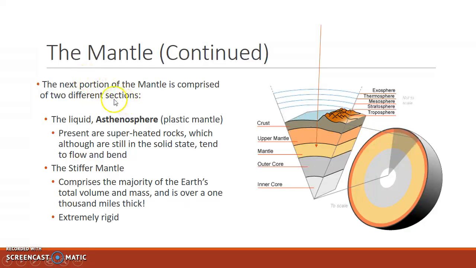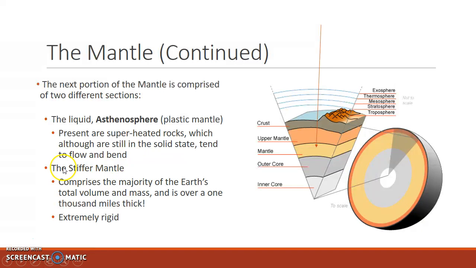So a little bit more about the mantle. Now the next portion is comprised of two different sections. Underneath the lithosphere we have the asthenosphere, which is sometimes referred to as the plastic mantle. Present in the asthenosphere are superheated rocks which, although still in the solid state, tend to flow and bend. That's how we get convection currents in the mantle.